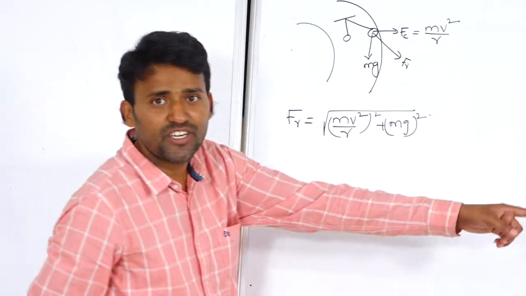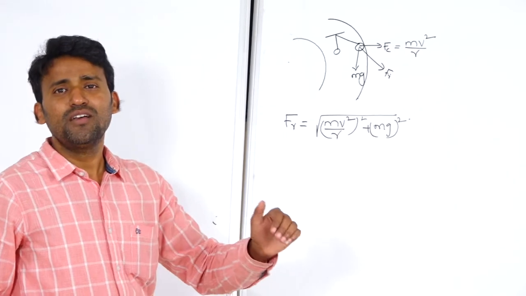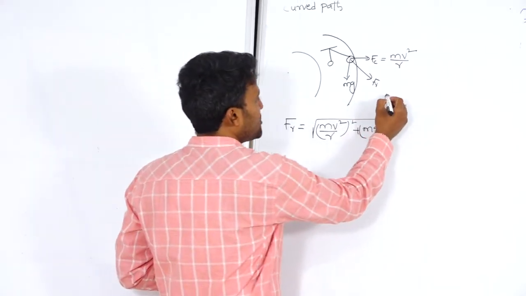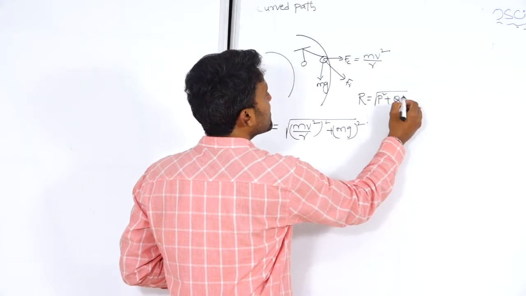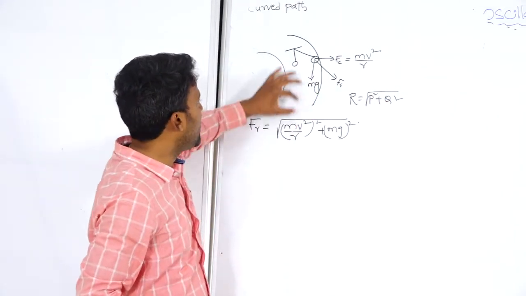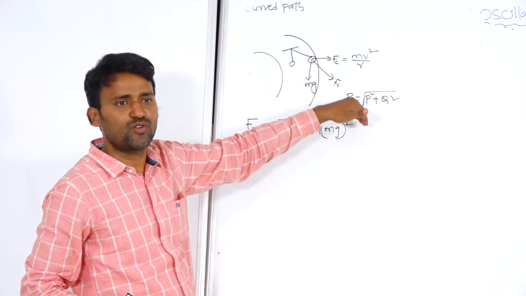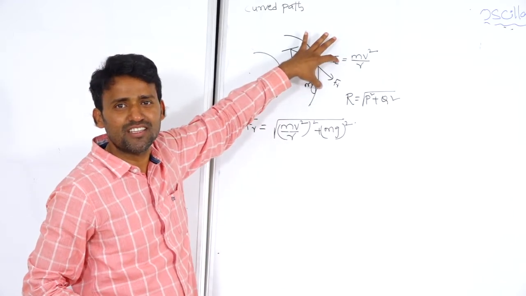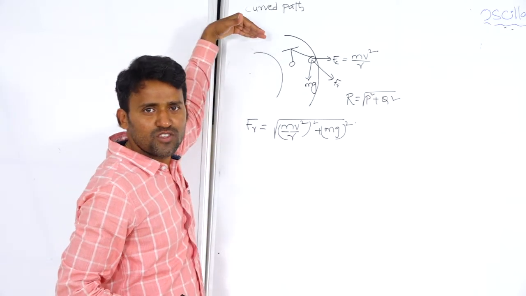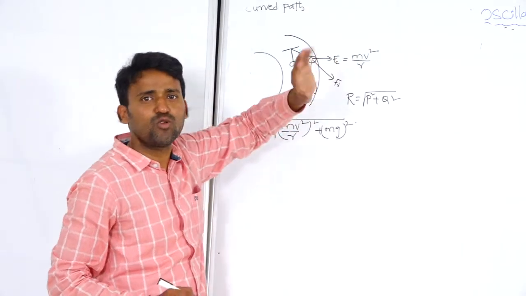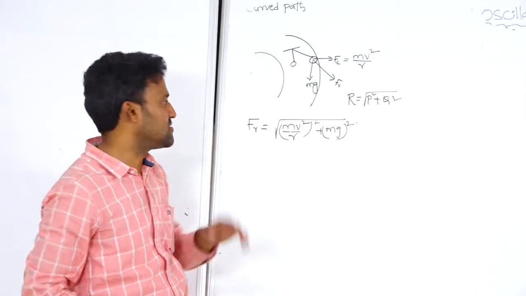Just now we used the parallelogram equation. By the parallelogram equation, resultant is equal to under root of p square plus q square. This is p and this one is q, the resultant force. Both are perpendicular to each other. Weight of the object is acting downward, and centrifugal force is acting towards the right side. So both are perpendicular to each other.